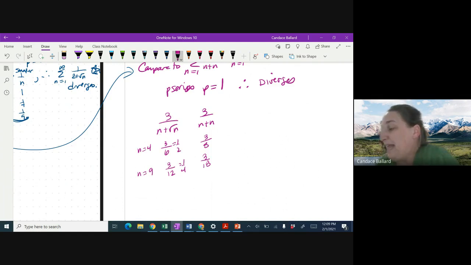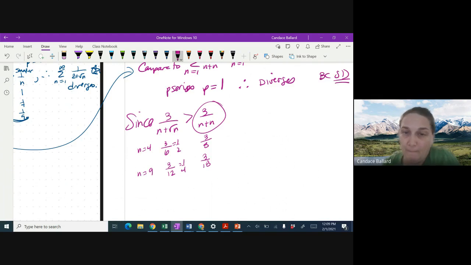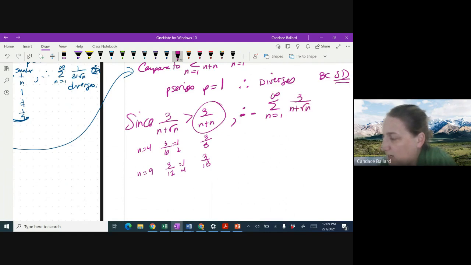All right, so the good news is that it's appearing that this second one is smaller, right? So we can put our word since in front. We have our BCSD, we have SD, the smaller diverged, okay? So therefore, okay, the sum as n equals 1 to infinity of the original, which was 3 over n plus square root of n, also diverges.